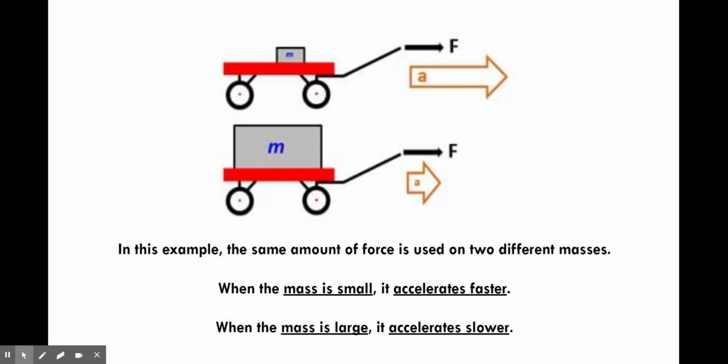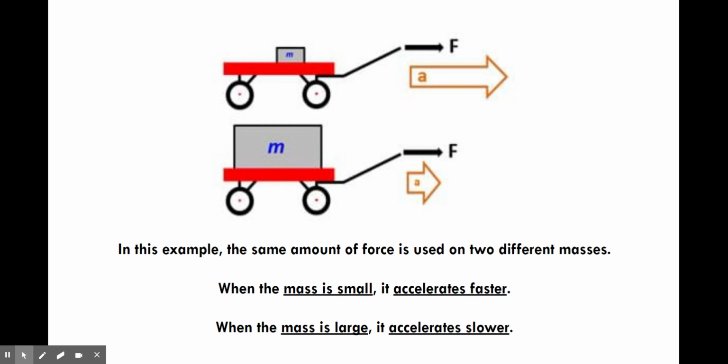In this example here, we see the same amount of force is used on two different masses. So imagine you're pulling a wagon and you pull the wagon, no matter the size of the wagon, no matter what's in it, you pull it with the same amount of force. When the mass is really small, you accelerate really fast. So it's really easy to push that cart or to pull that cart.